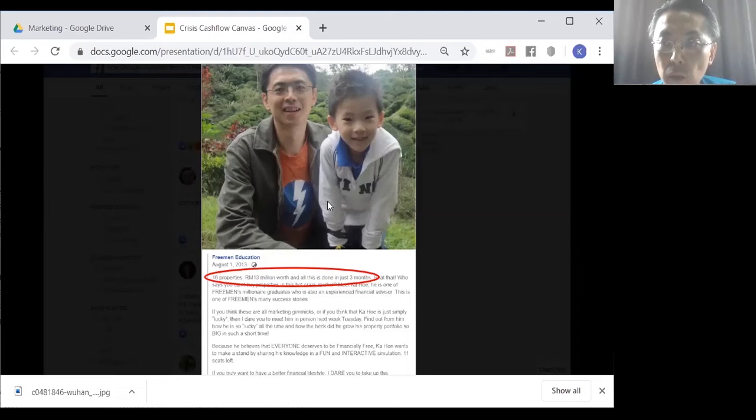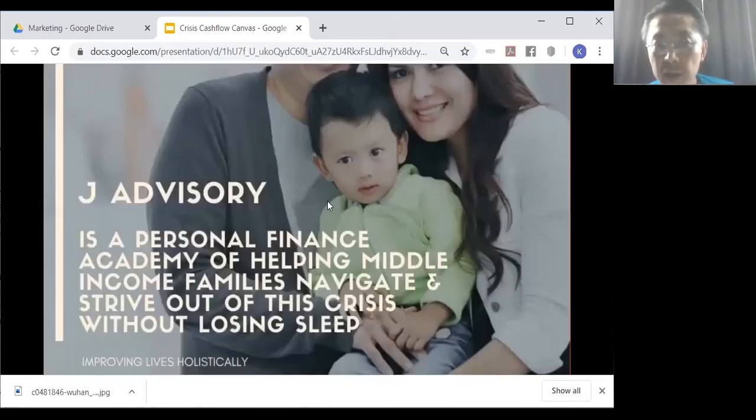Sometimes we are also forced to leave, and employment is not the solution. That's where I was actually forced to do business, because I wanted to grab any chance or hope that I had. So that's why I set up J Advisory. What is J Advisory? It's a personal finance academy helping middle income families navigate and strike out of this crisis without losing sleep.